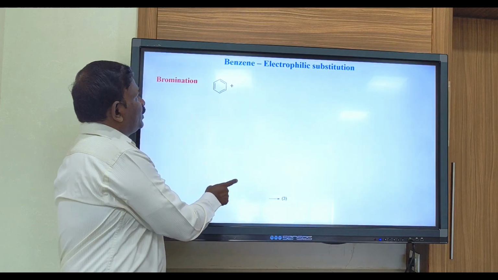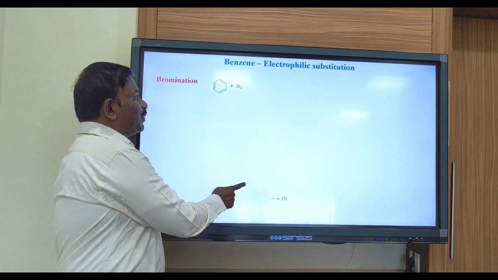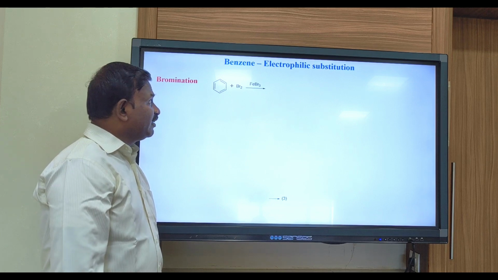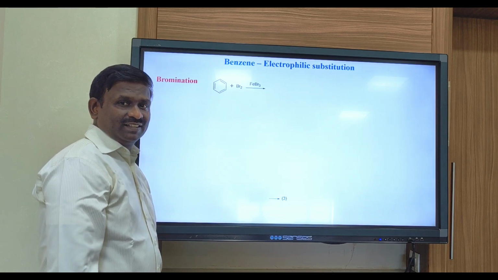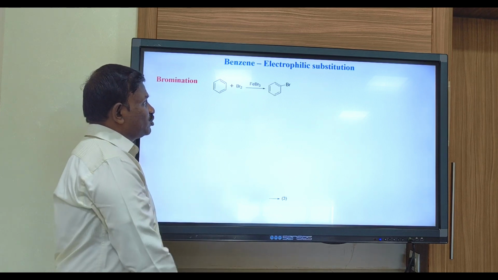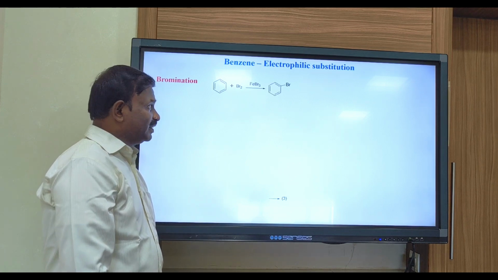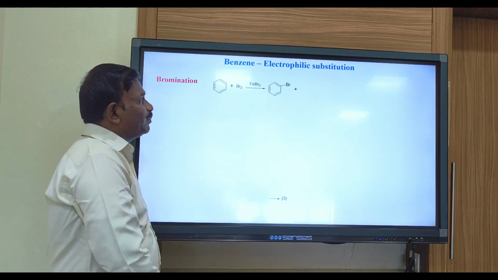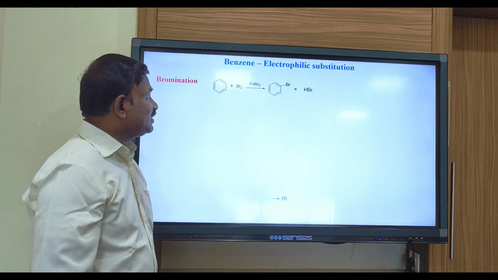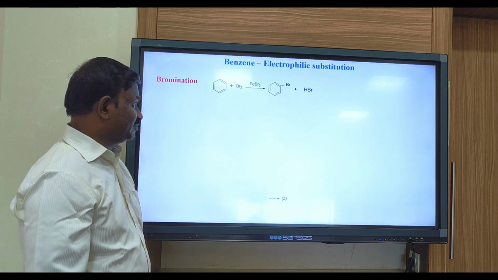Bromine reacts with benzene in the presence of a Lewis acidic catalyst like FeBr3 or AlCl3 or zinc chloride and so on and so forth, to give rise to the corresponding bromobenzene along with the byproduct HBr. This reaction is called the bromination of benzene.